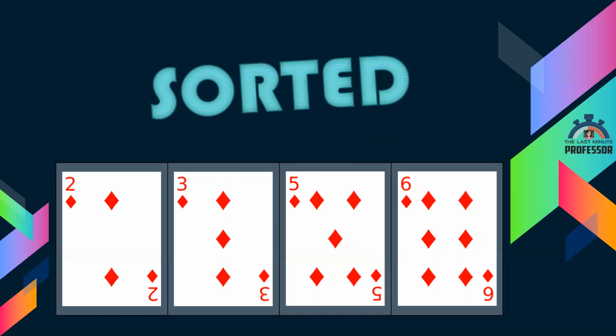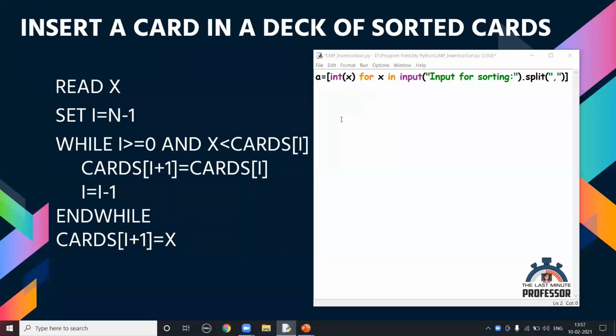That's it. Let's code in Python. Get the elements to be sorted as a list from the user using list comprehension. Now first let us write the code for inserting one card X in a set of sorted cards A. Then let us put it in a loop. To insert one card in a deck of sorted cards, traverse the sorted cards in reverse order. That's what we did. Starting from the last index, i is equal to n minus 1, while i is greater than or equal to 0, that is till the first index. That's how we go in the reverse order.